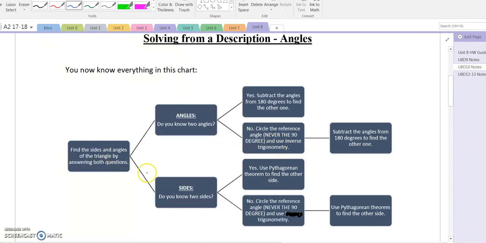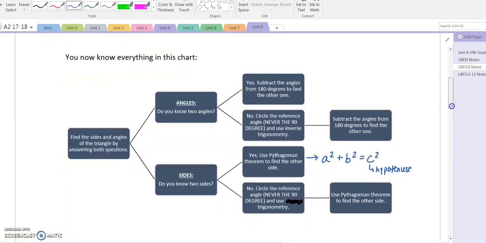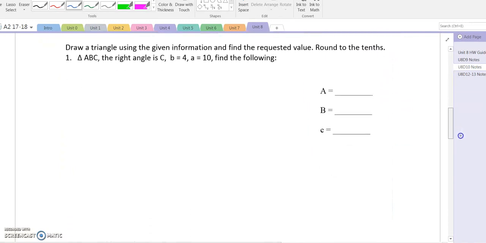Okay. If you want to go over to the sides, same thing. Do you know two sides? If yes, we use Pythagorean theorem. Remember Pythagorean theorem, that's a squared plus b squared equals c squared, where a and b are legs and c has to be the hypotenuse. If the answer is no, you don't know two sides, then we use just regular old trig. Alright, and then use Pythagorean theorem to find the last side. So this flowchart's really going to be your saving grace in case you ever forget what to do in these problems. Okay, let's go ahead and try a couple examples then.